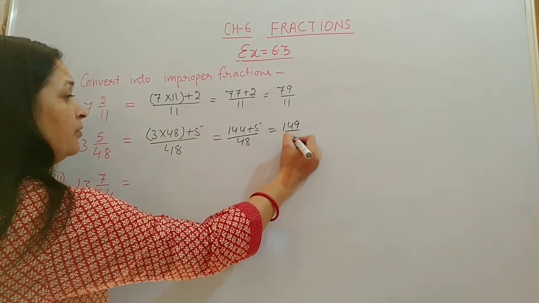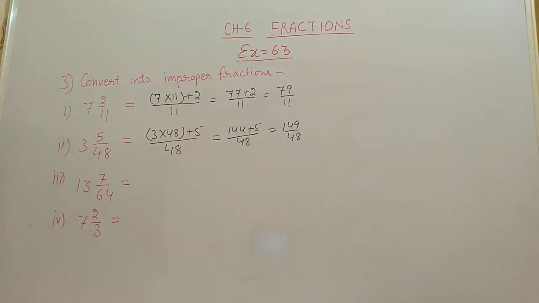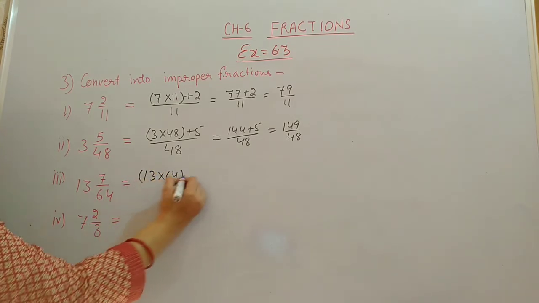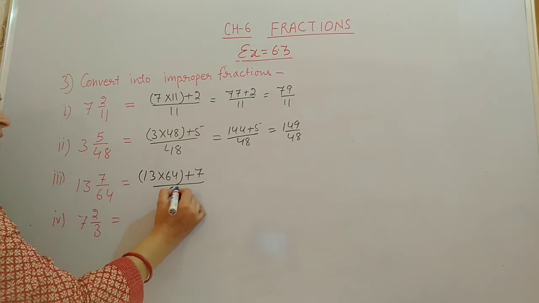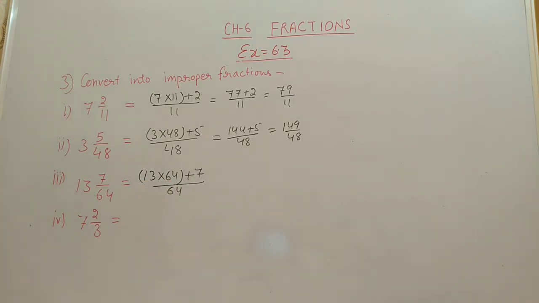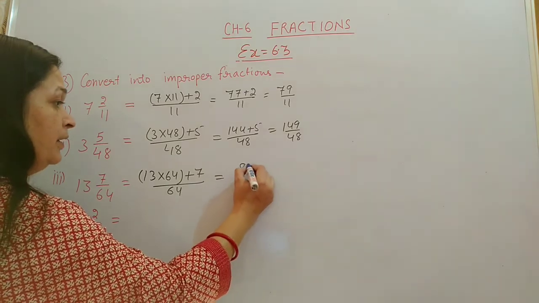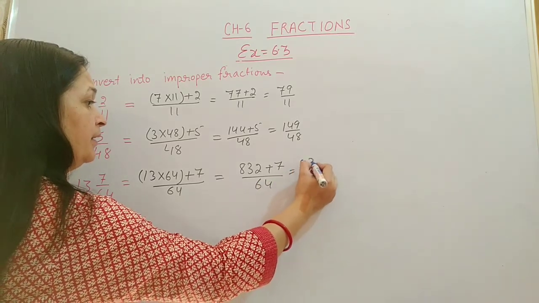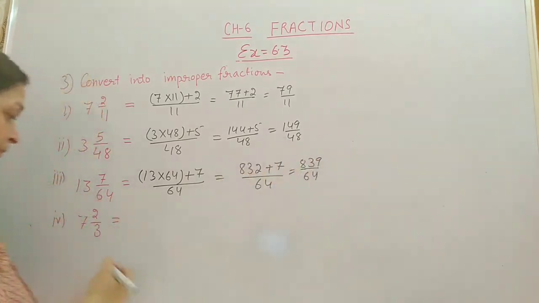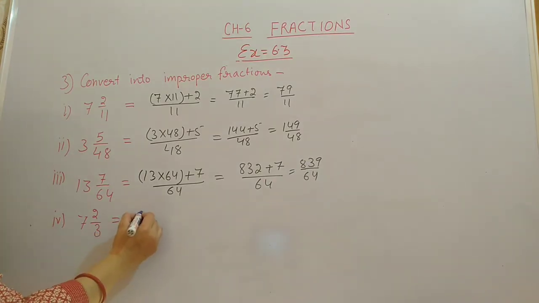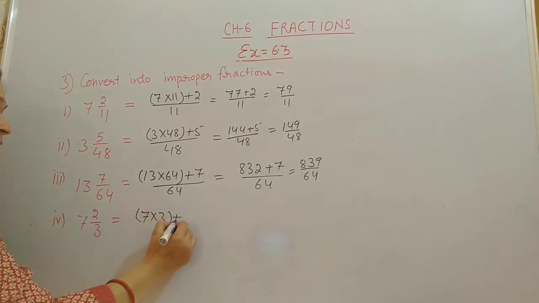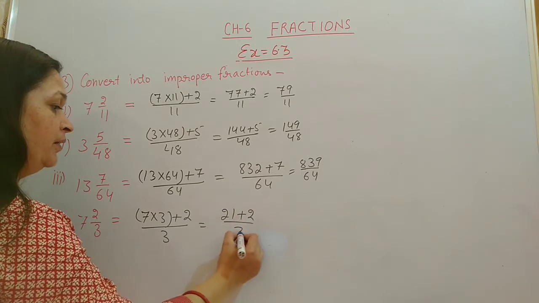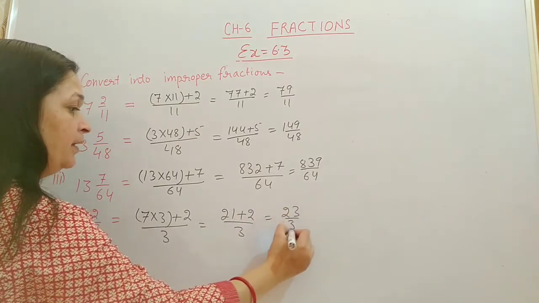149 by 48. Next one, 13 whole number 7 by 64. So 13 into 64 plus 7, divided by 64. 13 into 64 is 832, plus 7, divided by 64. 839 by 64. Last one, 7 whole number 2 by 3. 7 into 3 plus 2, divided by 3. 21 plus 2 by 3, which will be 23 by 3.